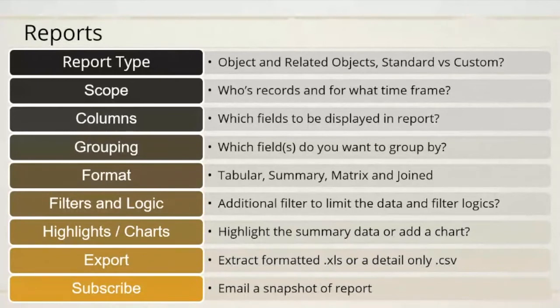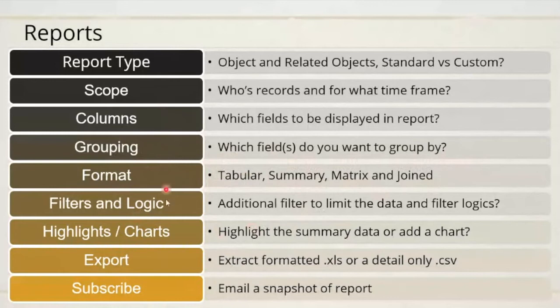Then you should understand the scope, the time frame of data we are looking for, and what columns, basically the fields, need to be displayed in the report from that particular object. Then comes the grouping, which is summarizing the data. You can summarize the data at the row level or column level, and based on that summarizing, it builds different types of reports, which are called report formats. There are four report formats: tabular, summary, matrix, and joined.